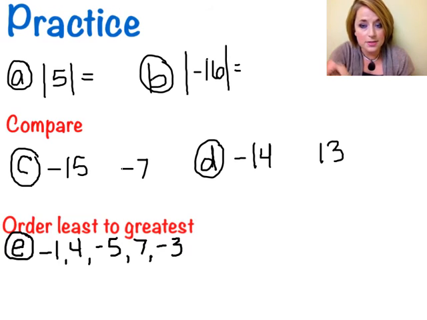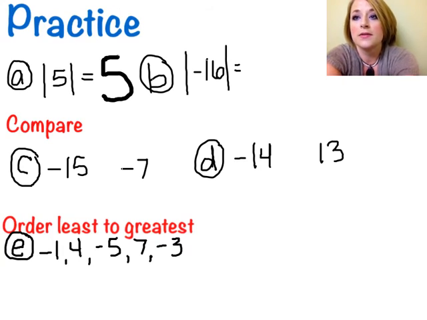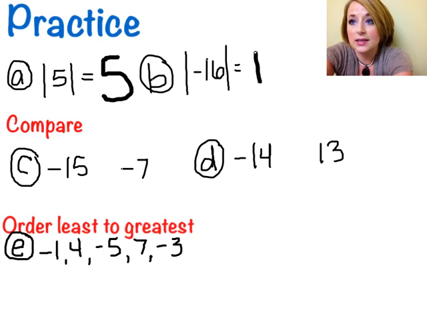Problem A, the absolute value of 5. Remember those vertical lines that don't have any curve to them, they're not really a parenthesis. What that is telling you is what is the absolute value of whatever is inside those lines. So absolute value of 5, well, that's 5. Absolute value of negative 16 would be 16.